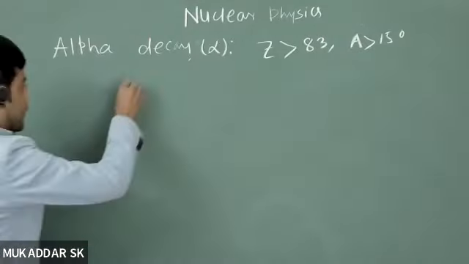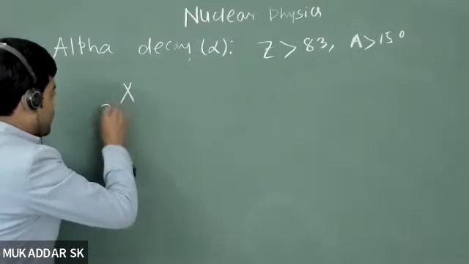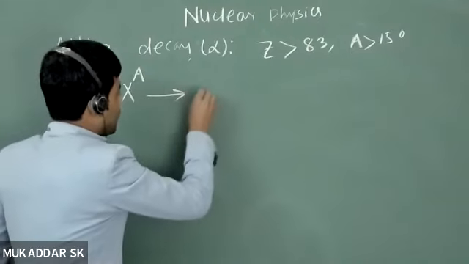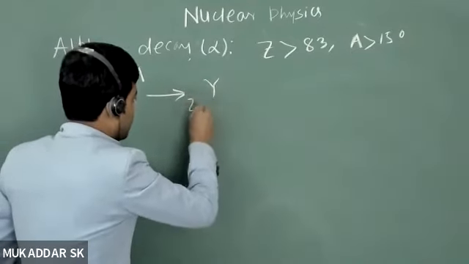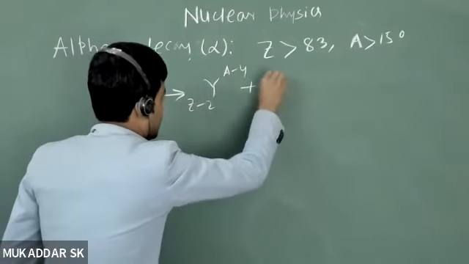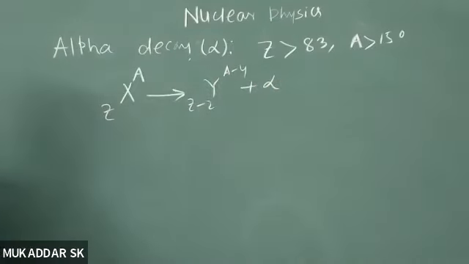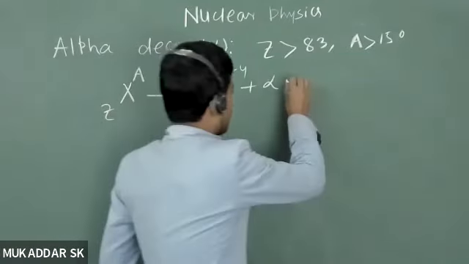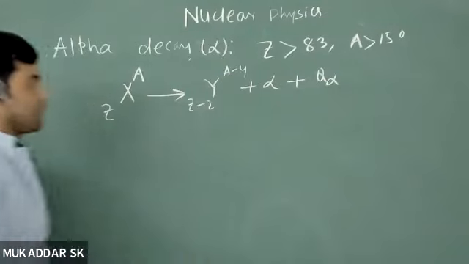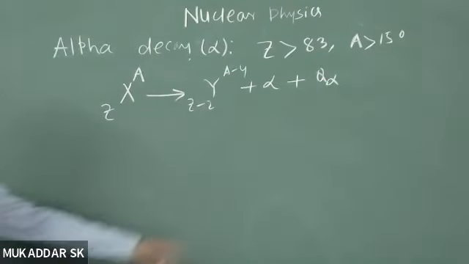So in an alpha decay, we have a parent nucleus, atomic number Z, mass number A, decaying to a daughter nucleus, atomic number Z minus 2, mass number A minus 4, and you have an alpha particle. There is a release of energy in the form of kinetic energy, but most of the energy is carried by the alpha particle because of its light mass.